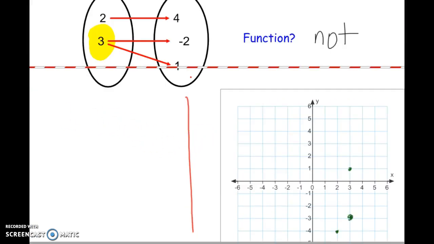Okay, there we go. When you drag that imaginary line across, if it crosses a function or a point in more than one spot, you can see that here, that vertical line is crossing 3, 1 and 3, -2. So it crosses 2 points at the same time. So that's why this is not a function up here.